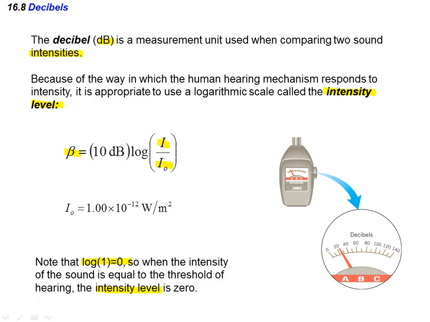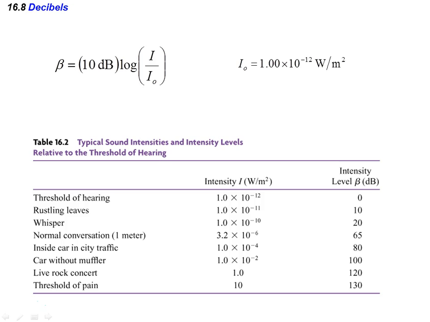And the intensity level measured in decibels is 0. Because if we put in 1.1 times 10 to the negative 12th in here and then divide by 1.1 times 10 to the negative 12th, that gives us a 1, and log of 1 we know is 0.